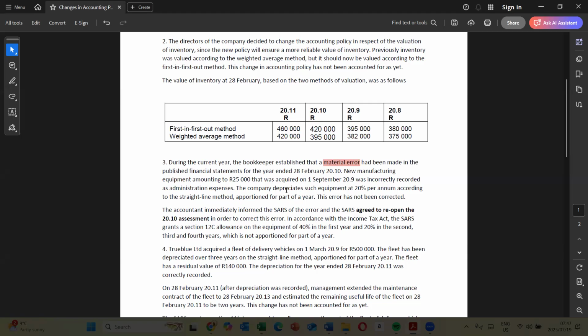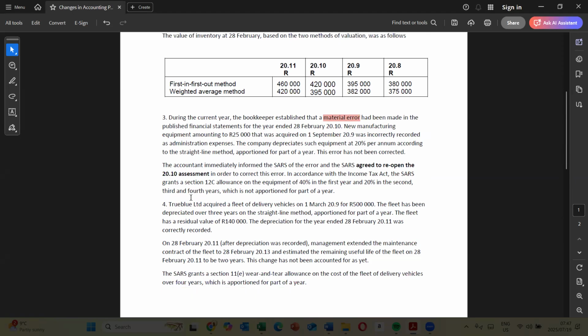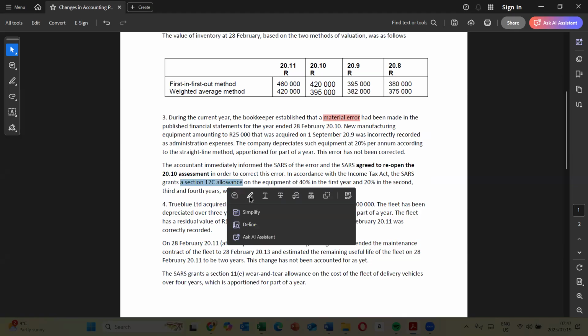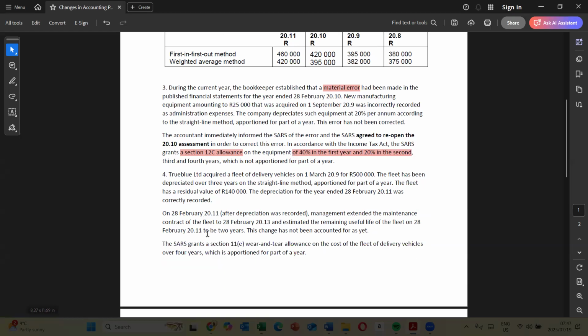The accountant immediately informed the SARS of the error, and the SARS agreed to reopen the 2010 assessment in order to correct this error. In accordance with the Income Tax Act, the SARS granted Section 12C allowance on equipment at 40% in the first year and 20% second, third and fourth years, which is not apportioned for part of a year. True Blue Limited acquired a fleet of delivery vehicles on 1st of March 2009 for 500,000.